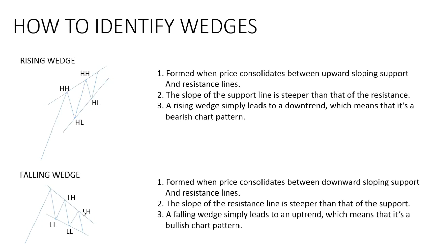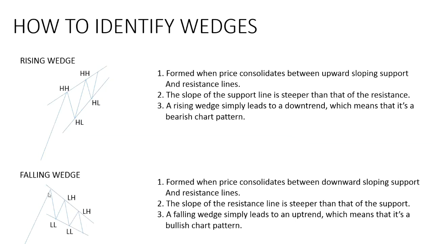Okay, let's look at the falling wedge. You can see that in a corrective phase, price was forming lower lows and lower highs, but it's forming them in a narrowish angle. It's not forming a flag pattern, it's forming a narrowish angle. It's formed when price consolidates between downward sloping support and resistance lines. The slope of the resistance line is steeper than that of the support, meaning that in the falling wedge, the slope of the resistance line is steeper compared to the support line.